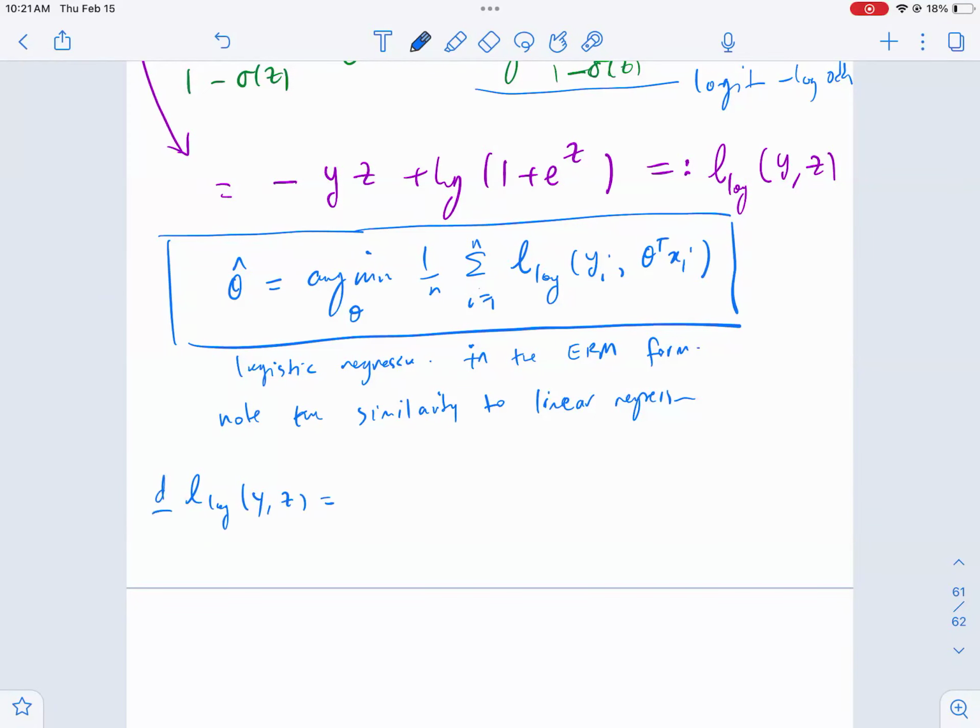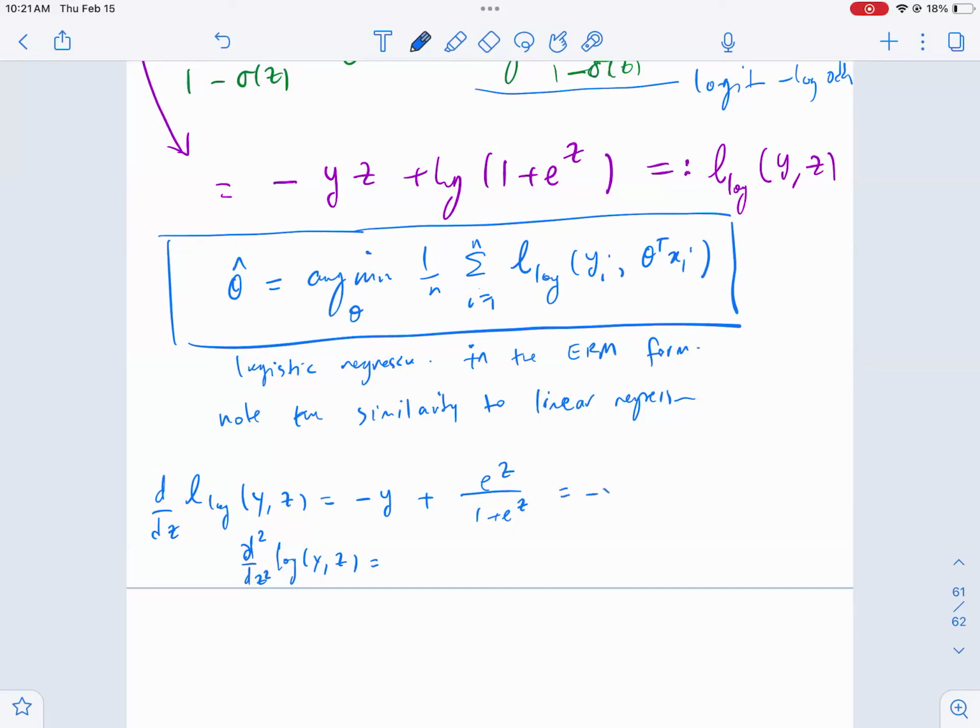So I have to differentiate. First derivative is negative y plus... Right, and then the second derivative. So you can actually ignore this part because the first term is linear, so you can ignore it. The second term matters, but you can see it goes away. The second derivative.